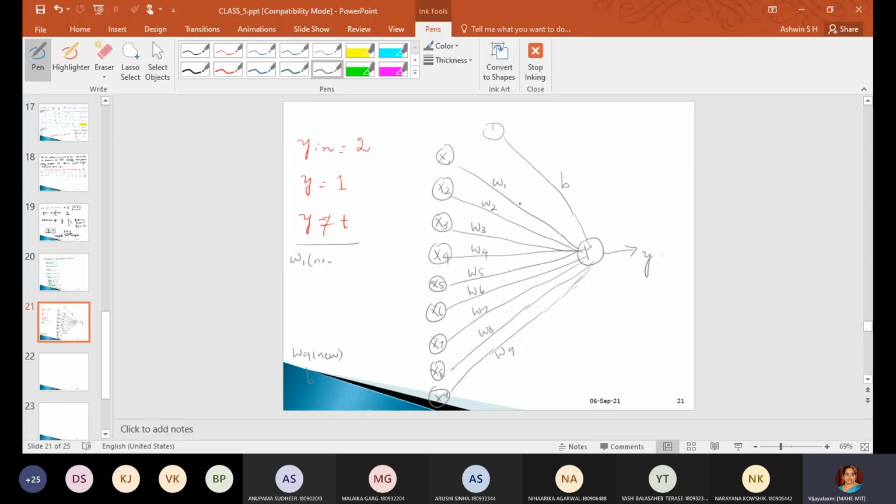Okay, after one iteration. Now can you tell me the values? W1, 0, ma'am. Okay, W2, 0. W3, 0. W4, -2. Very good. W5, 0. W6, -2. W7, 0. W8, 2. Okay, W9, 2. B is 0, ma'am.